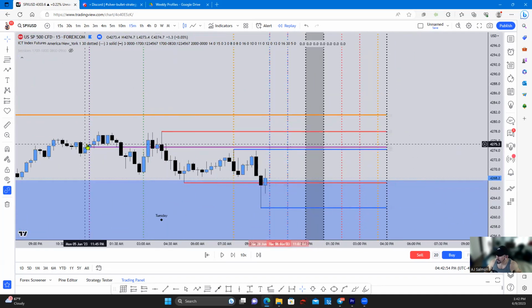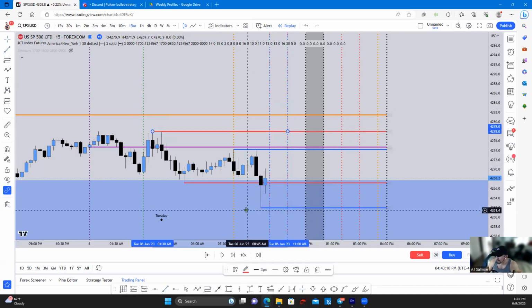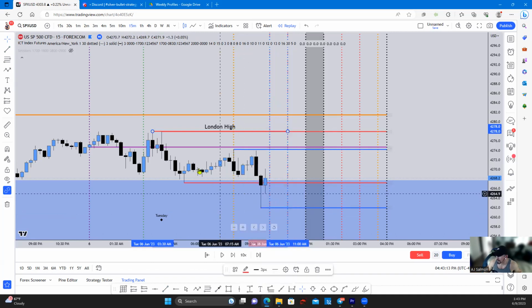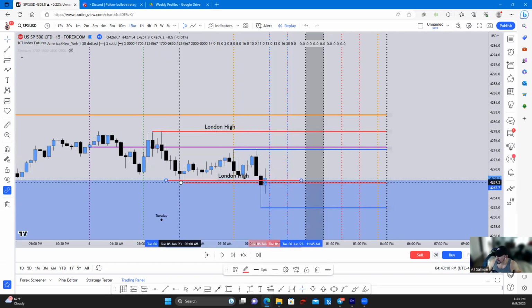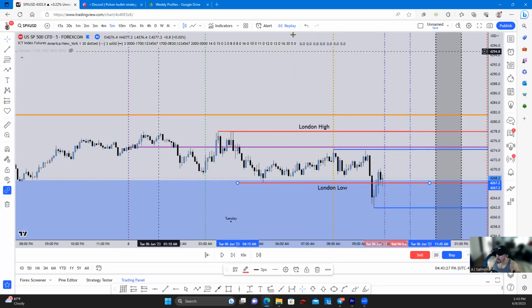So if we see, this was midnight opening price, this purple line. This was our London high here on this red line. So we're going to draw this out in time. We'll make this red and label it London high. We can copy it down below. This was the London low. I had these saved as presets. Okay, so when we drop down to the 5 minute and turn this off now.